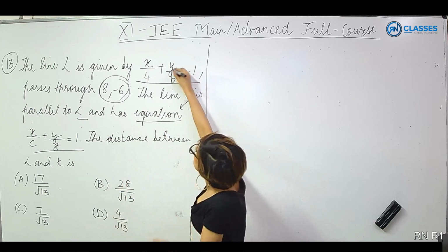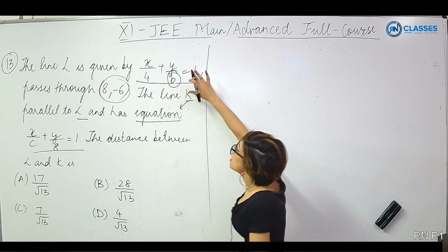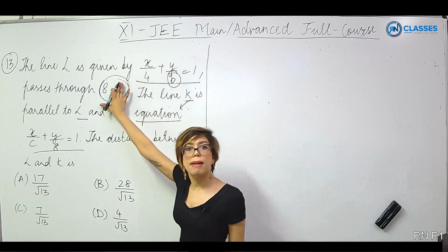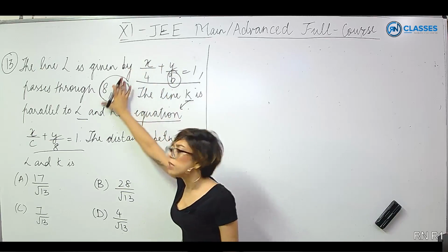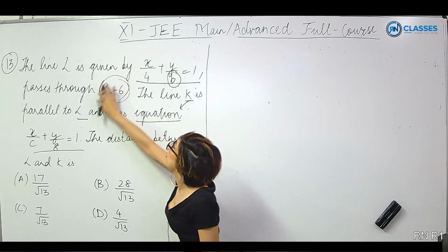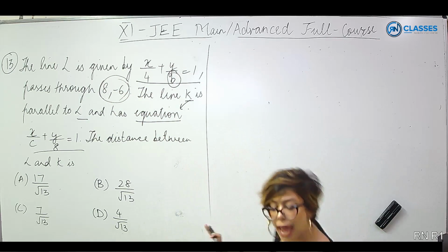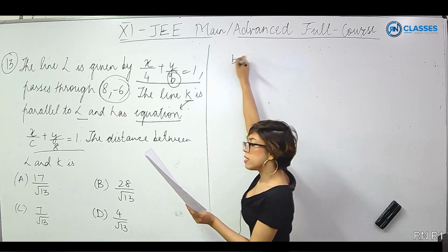Line L is this, so that means here one parameter is there, B. Let me find out the value of B. Now he says that this line passes through (8, -6). If the line passes through this, that means this point should satisfy this. So instead of x, I should write 8 and instead of y, I should write -6. Just put in and you will get the value of B as 6.